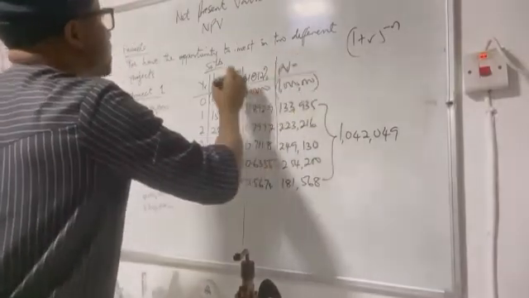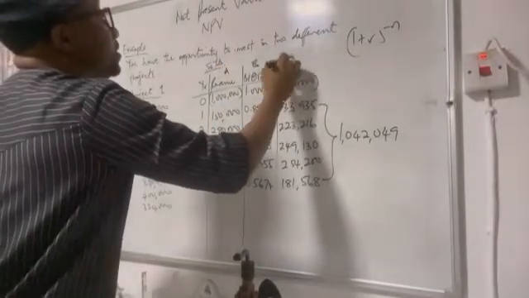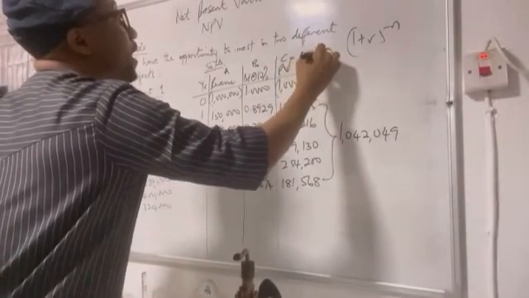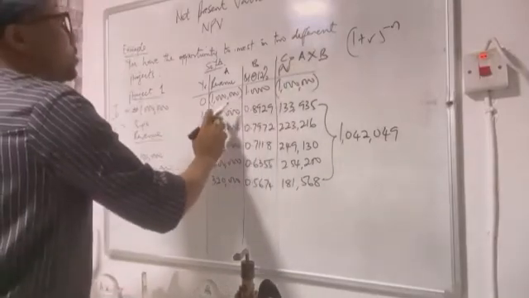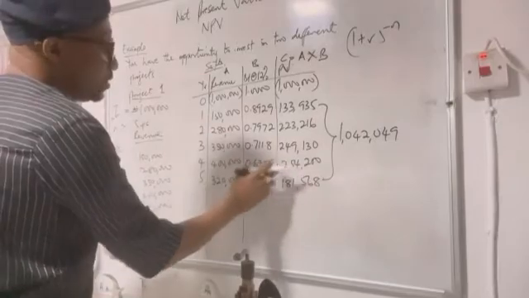So I can label this A, this B, and I can say this is C, which is equal to A multiplied by B. So this times this gives us this, this times this gives us this, and so on.